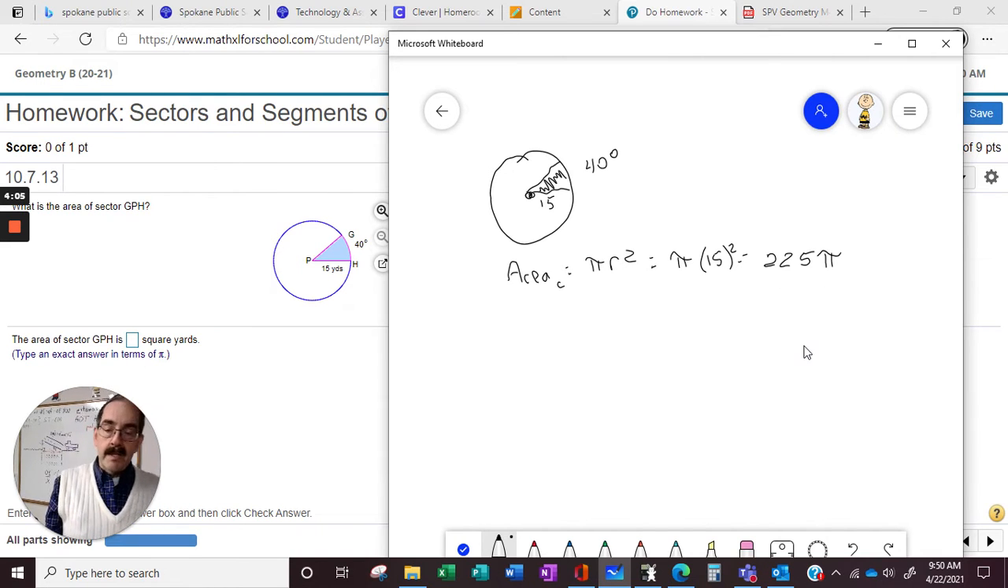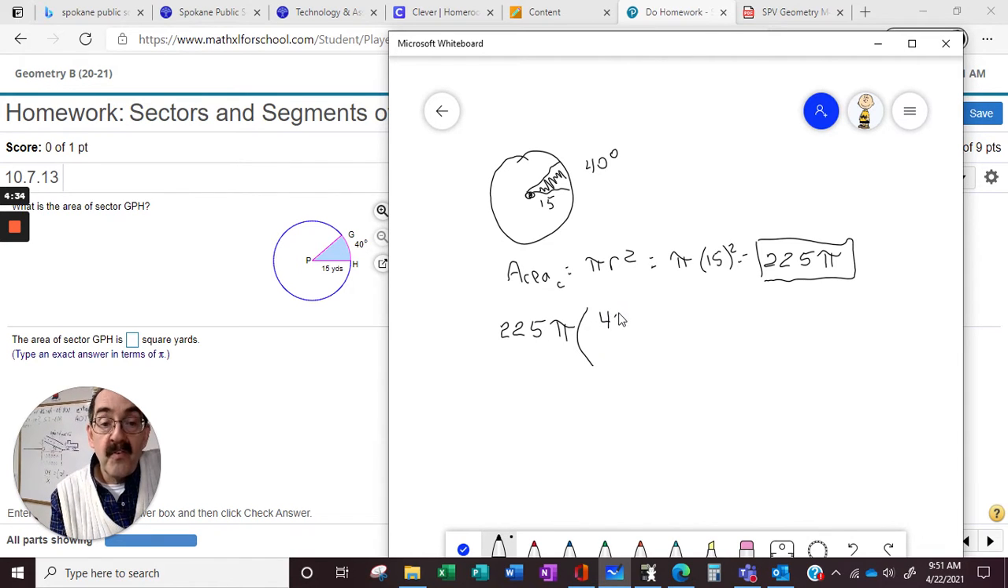Now remember, in the last couple of videos, there's so many ways to get the wrong answer. So just because the computer says you're wrong, we may have estimated wrong, we may have used pi wrong, or we just typed in the answer incorrectly. Alright, so the total area was 225 pi, but we only want a piece of the total. What piece, Monty? 225 pi was the whole, and we only want 40 of the 360, a percent.